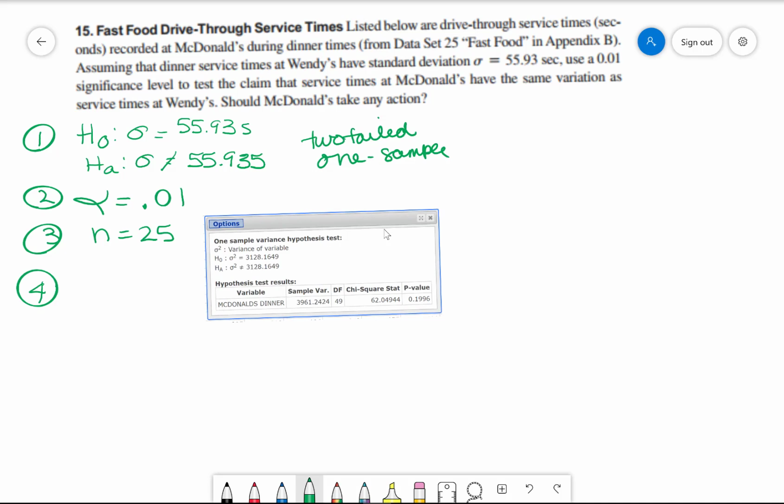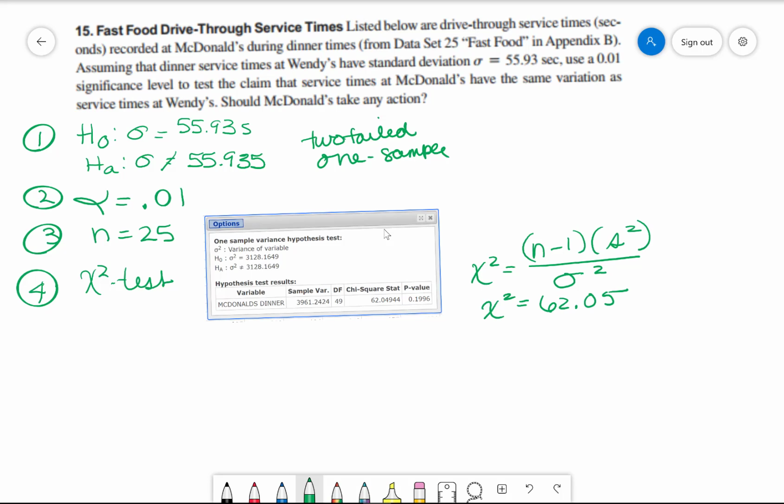Step four, I'm going to do a chi-square test. And my formula for my chi-square test is going to be, I'll do it over here, chi-squared equals n minus 1 times s squared over sigma squared. And we get our chi-squared statistic equals 62.05. Our p-value is 0.19.